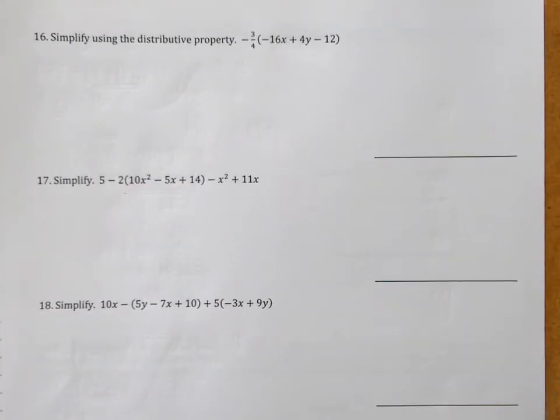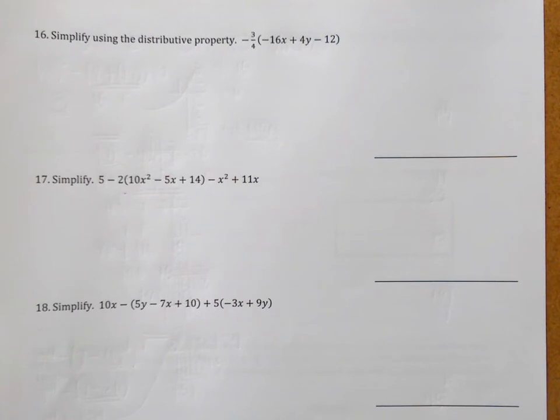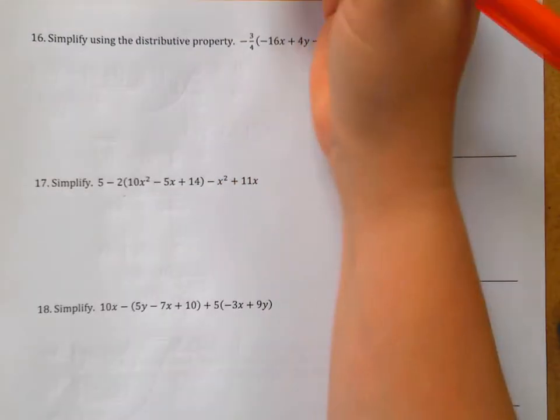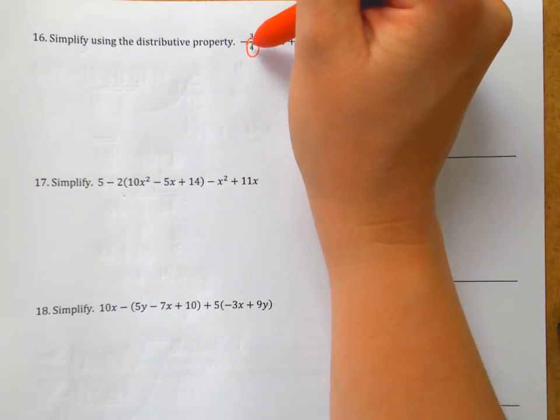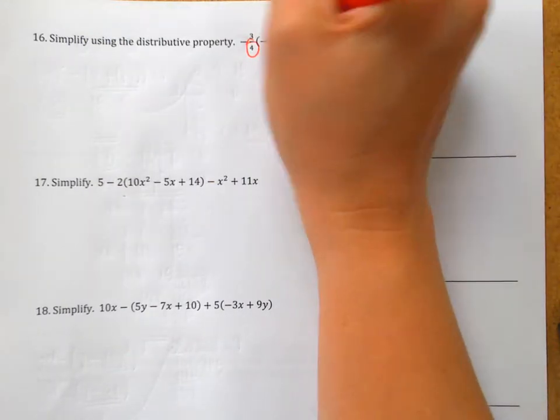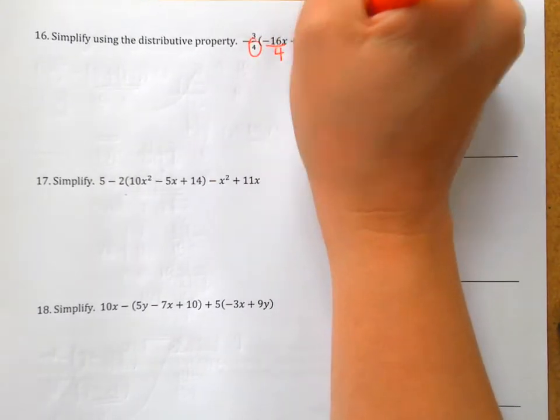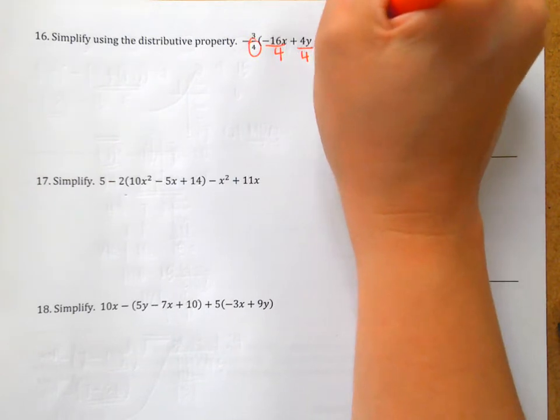Okay, so 16 says simplify using the distributive property. We talked a little bit about this type of problem in class. And so what I'm going to do is divide that distribution into two parts. I'm going to first just deal with the bottom, which is the division portion. This is saying divide everything through by 4. So I am going to do that first. I'm going to divide everything through by 4.